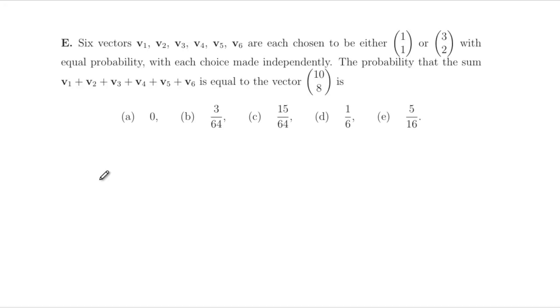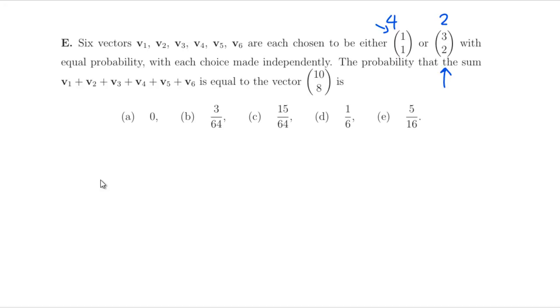6 vectors, v1, v2, all the way up to v6, are chosen to be either that or that with equal probability, each choice made independently. The probability that the sum of all the vectors is 10/8 is what? So if we want to get to 10/8, we've got to add up all 6 of them. We're going to have, what, 4 of these? 2 of those. So how many ways can we pick 2 things out of 6?